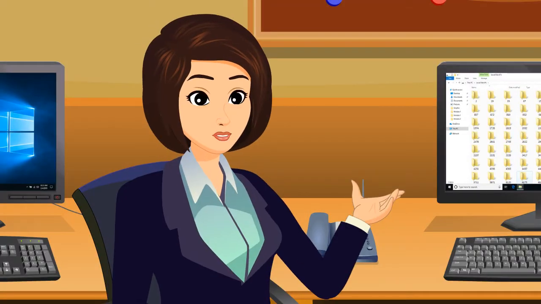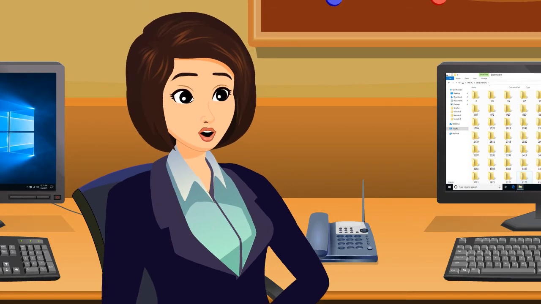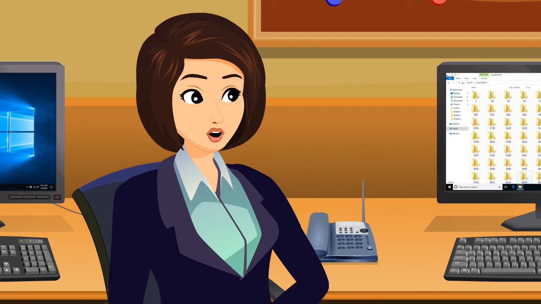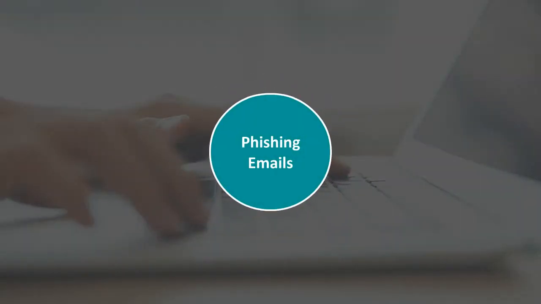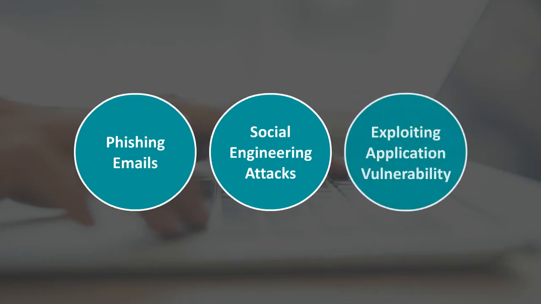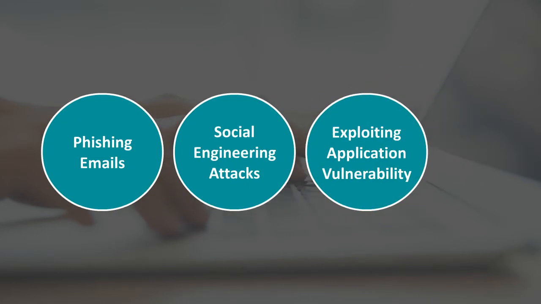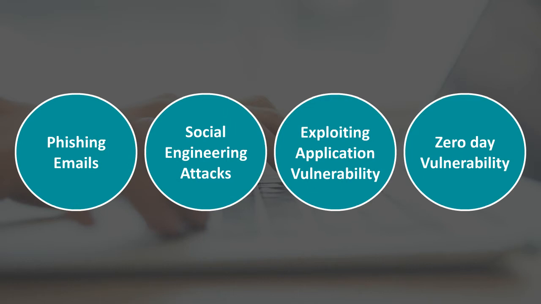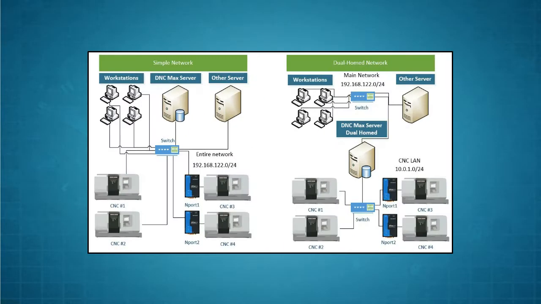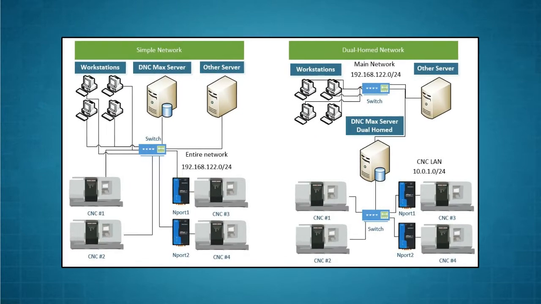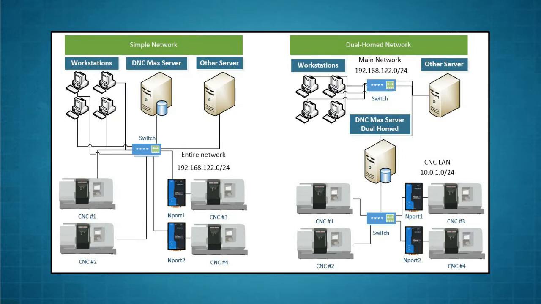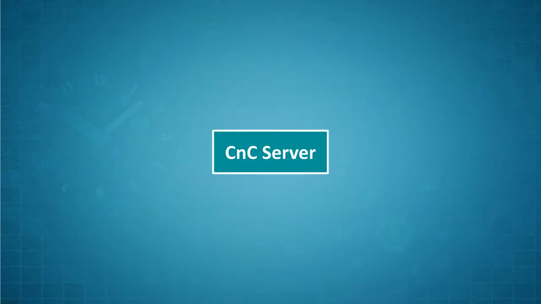The first action by this type of cyber attack is to infiltrate and compromise a computer which is part of the target organization's network. Any of the methods such as phishing emails, social engineering attacks, exploiting application vulnerability, or a zero-day vulnerability is used to bypass the defenses in the network. Having arrived on the scene, it reports to its master back home, which is the command and control, shortly known as the CNC server.